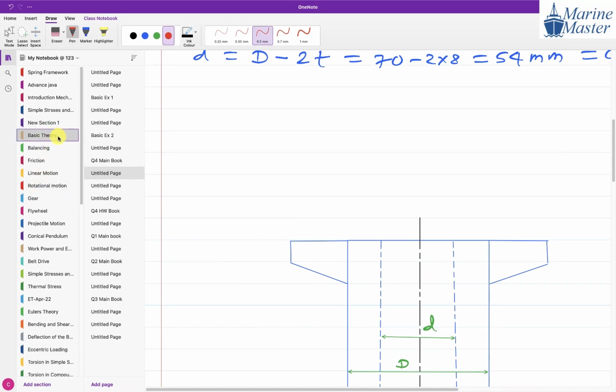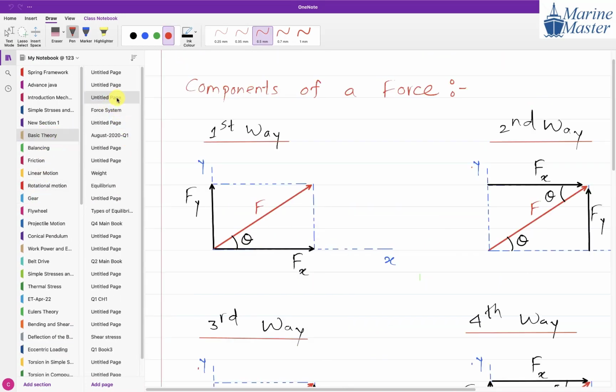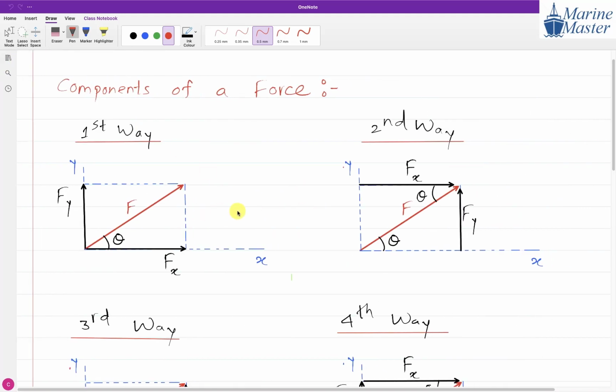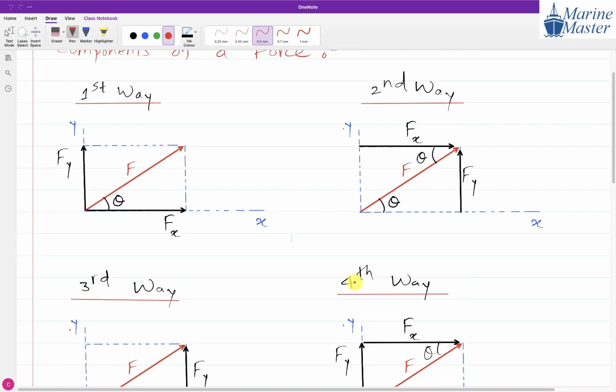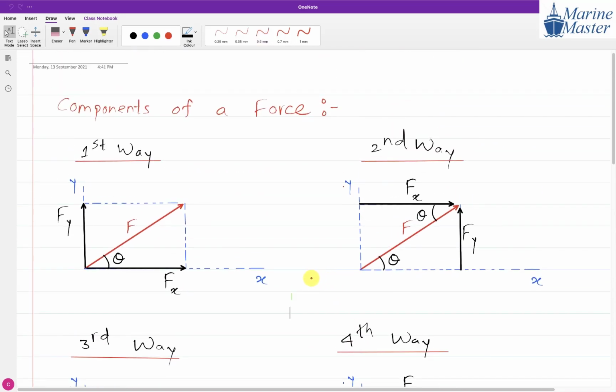One minute, I am going to that basic theory. There are 2 rectangular ways and 2 triangular ways. But if you have a given force, and from the given force we want the components, remember my point. It is not a rule, but generally we prepare like that. Your teacher is going to prepare like that.